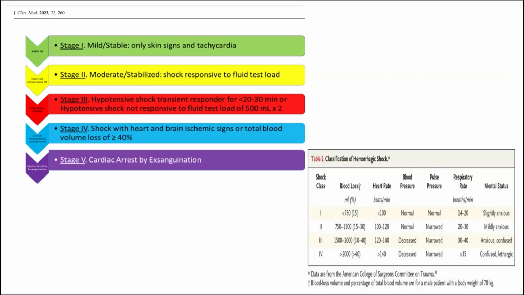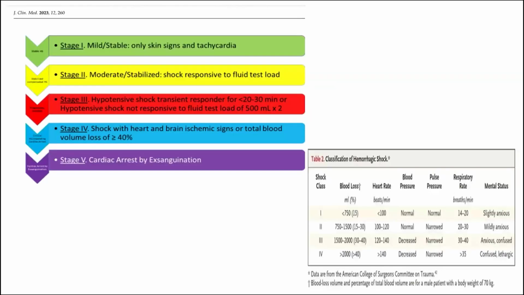Coming to the next important part of management. Again, in hemorrhagic shock, we know initially you need to manage with crystalloids followed by blood. If this doesn't work, and the patient slips into stage 3 and stage 4, then you have to activate the MTP protocol. So that is where we come into the discussion of MTP.